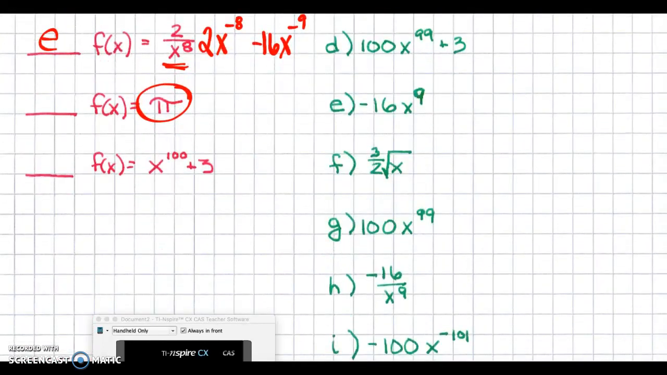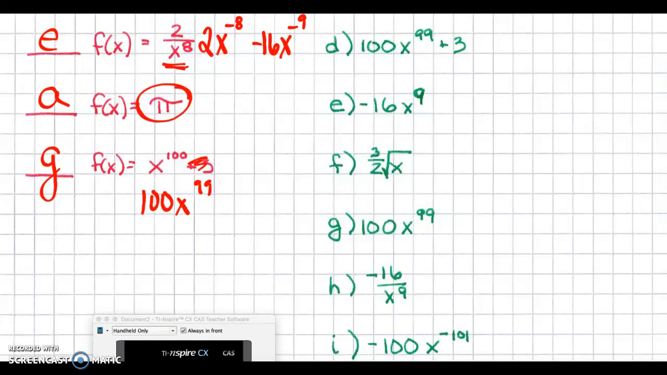Choice A. And the last one here is 100x to the 3rd. Derivative is going to be 100 x to the 99th. And the constant goes away. And that, for right now, is choice G. Oops, I made a mistake, didn't I?